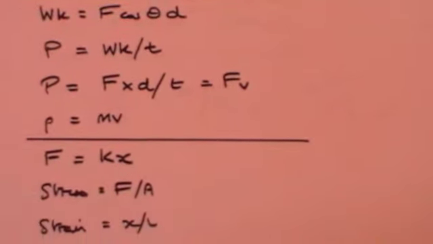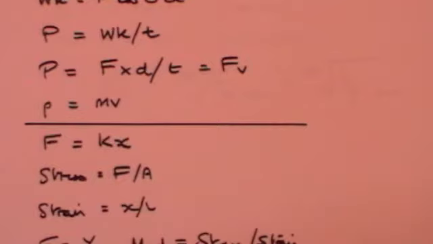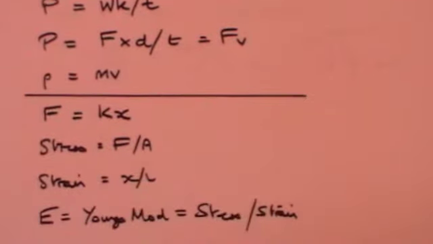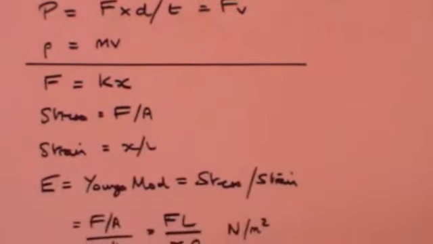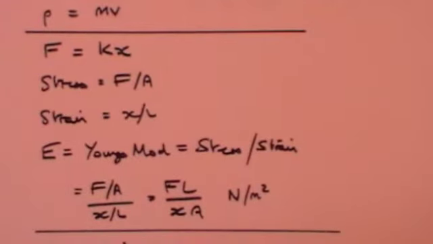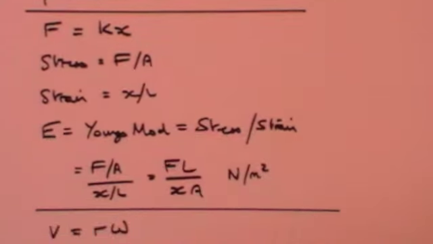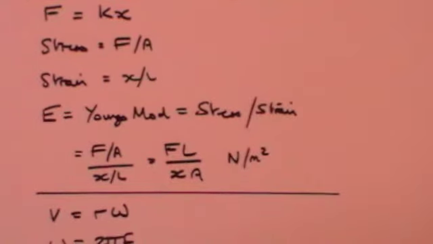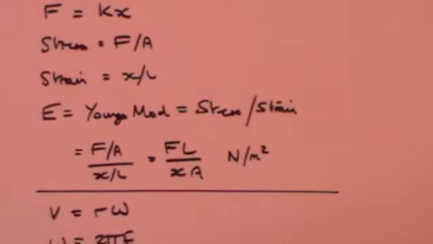Stress is force over area. Strain is extension over original length. Young's modulus is stress over strain, so that's going to be force over area divided by extension over length, which is force times length over extension times area, and that's measured in newtons per metre squared. Then we come to circular motion.